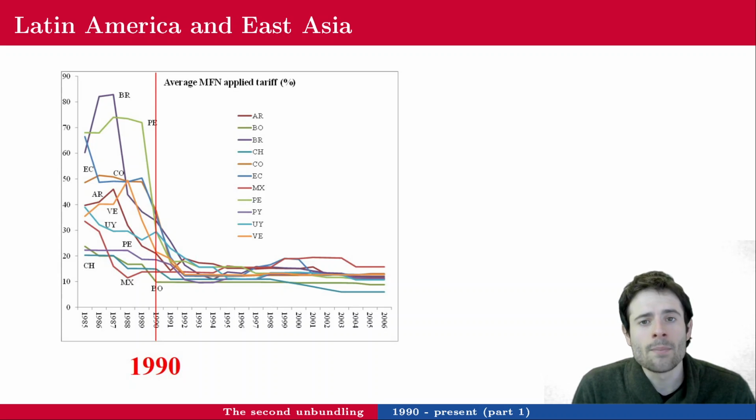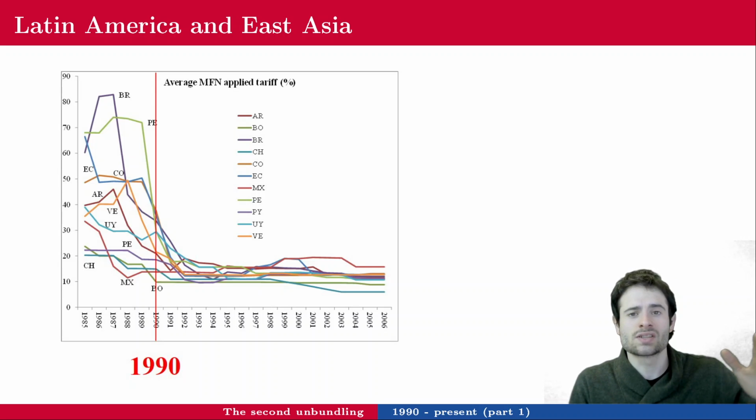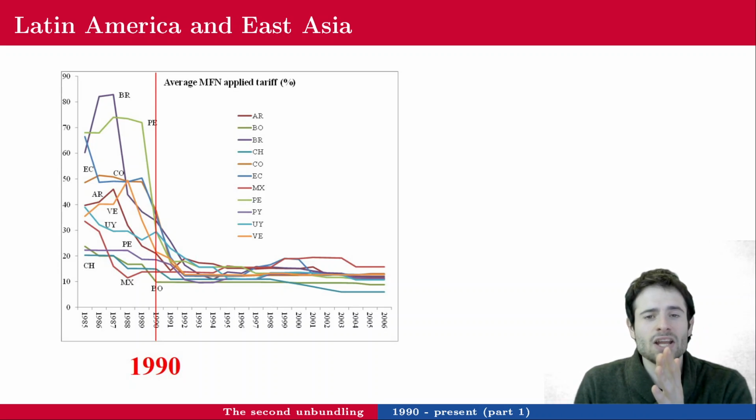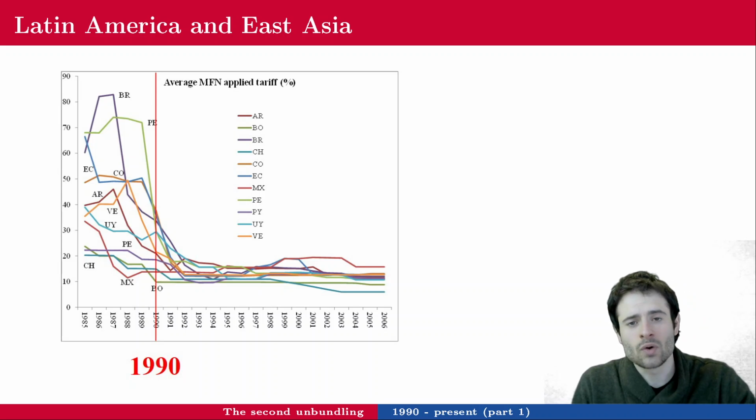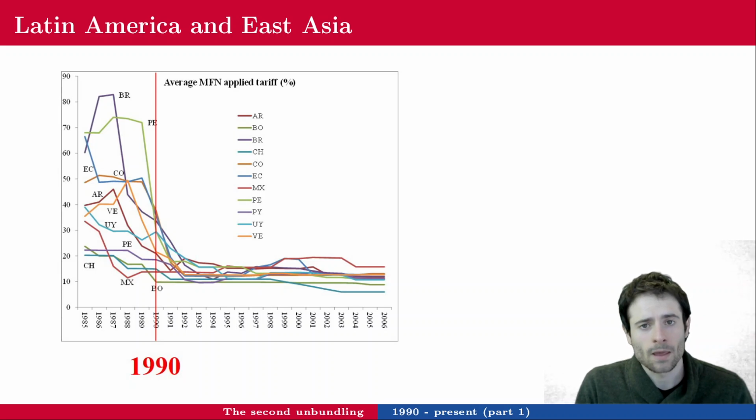Yes, the second unbundling starts in 1990. Remember the main graph of the course, which is great stagnation until 1820, great divergence until 1990, and from 1990 to today, we have the great convergence back. You need to remember those dates for the rest of the course.